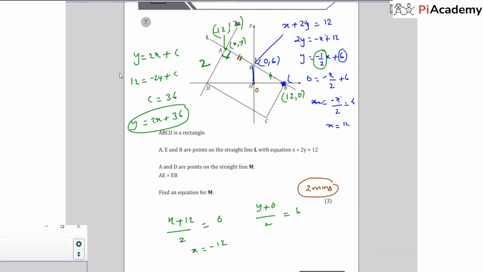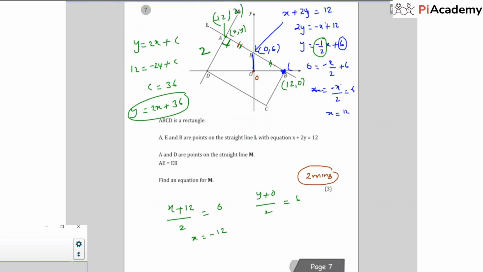So I know A is a point on both L and M. And since ABCD is a rectangle, line L is perpendicular to line M. When two lines are perpendicular, product of their slopes is minus 1. So if the slope of L is minus 1 over 2, slope of M would be 2. Once you know the slope and the point, you can find the equation of the line. Does it make sense? We are doing a lot of stuff here, but hope you guys understand.